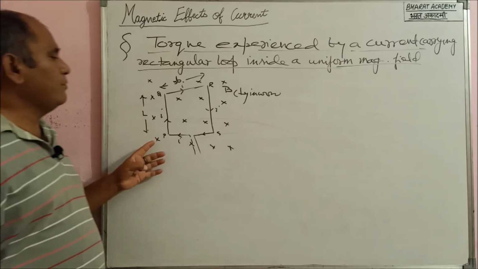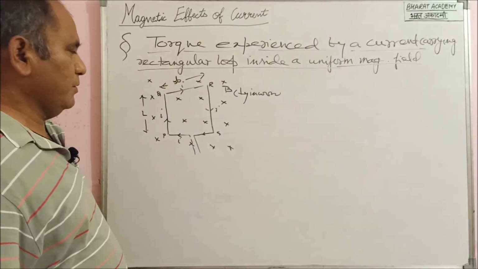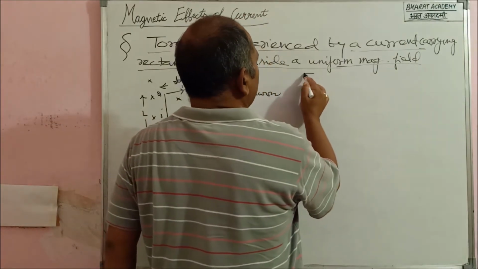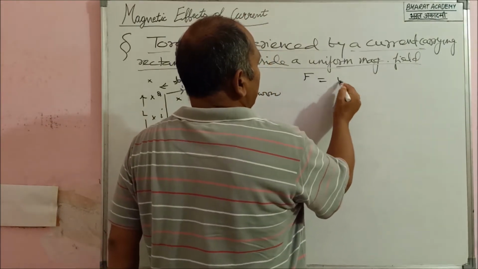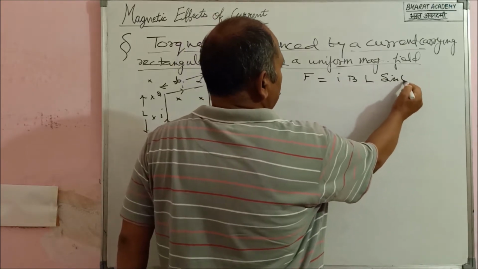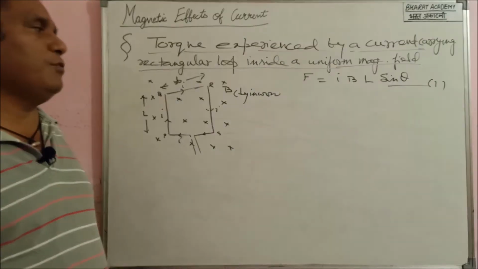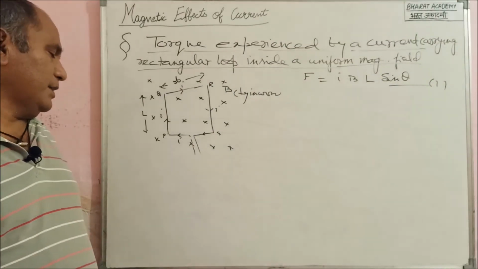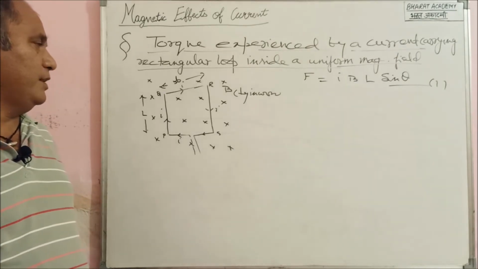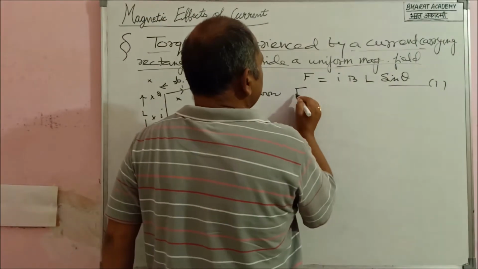So this loop consists of 4 parts: PQ, QR, RS and SP. We have the force experienced by a current carrying wire inside a magnetic field, given by I B L sin theta, from the first article of this chapter. This is the force experienced by a current carrying wire placed inside a uniform magnetic field. So by using this, what will be the force experienced?